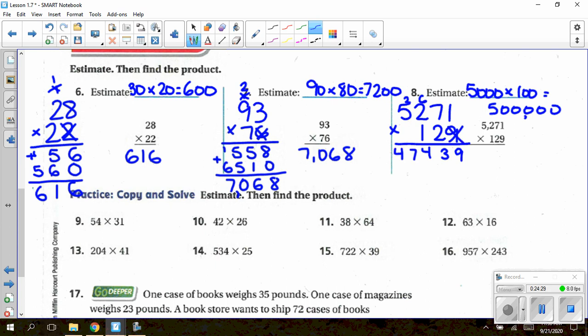Cross out the 9 because I am finished with it. Drop a 0 so I don't forget. And then cross off anything that I've regrouped. Now to multiply out the 2. 2 times 1 is 2. 2 times 7 is 14. Drop the 4, regroup a 1. 2 times 2 is 4, plus 1 is 5. And 2 times 5 is 10.